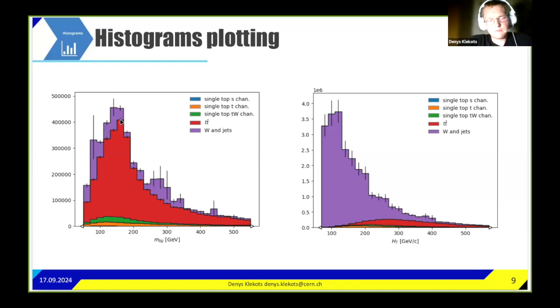And what is interesting is that here the peak of the three jets mass is about where the mass of the top quark is. It is a sign that it is a correct result. It must be this way.